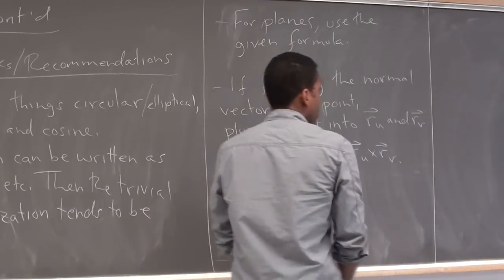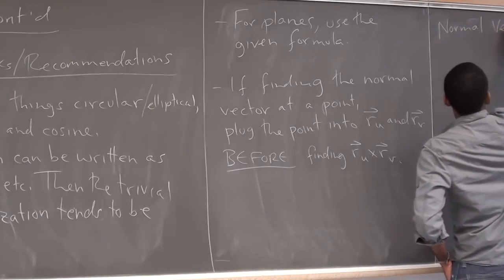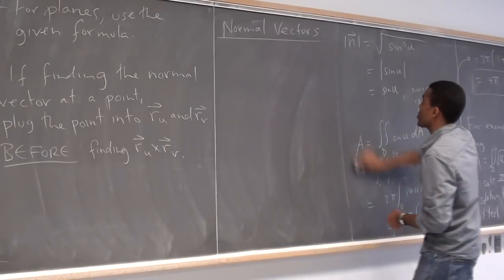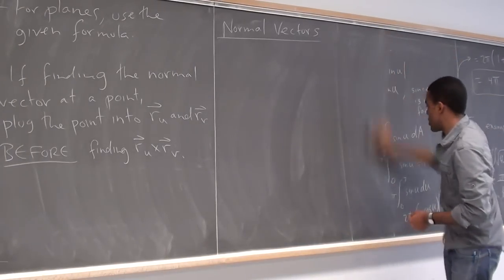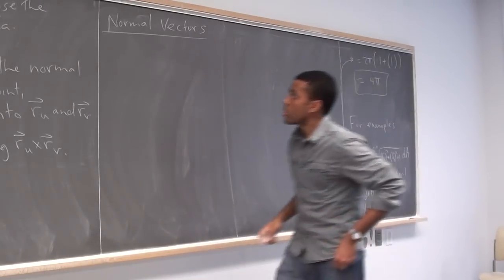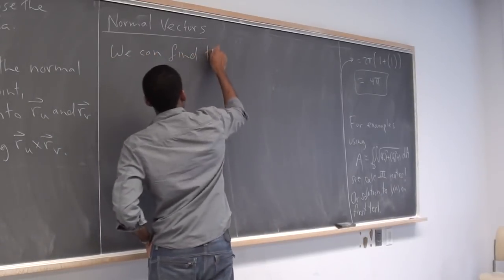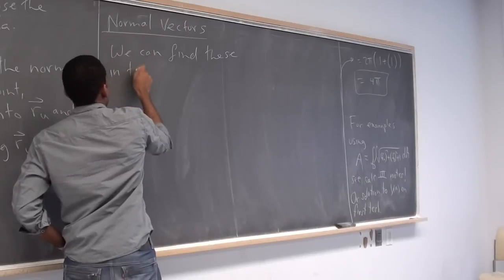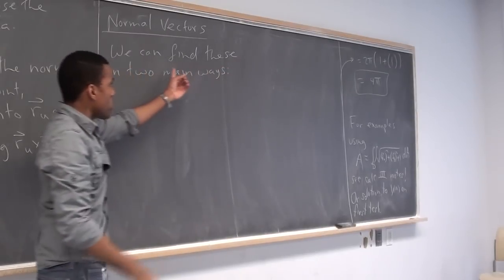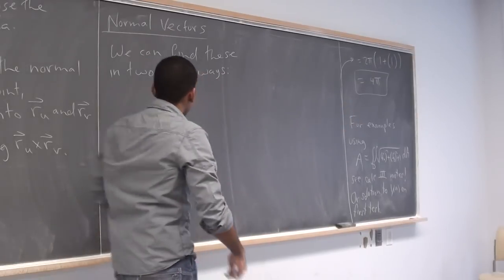Another thing is normal vectors. You're going to be finding normal vectors all the time, so it's good to have a strategy when trying to find them. Just sort of a summary: you find these in two main ways. I actually told you the two ways: RU cross RV, or if you can write it as a graph, it's minus fx, minus fy, positive 1.